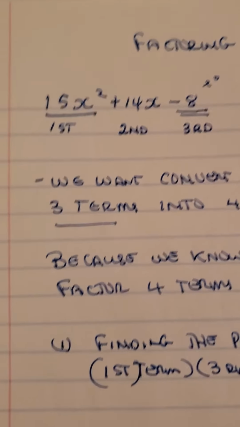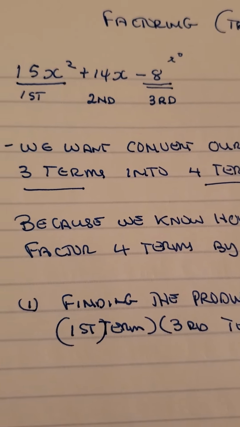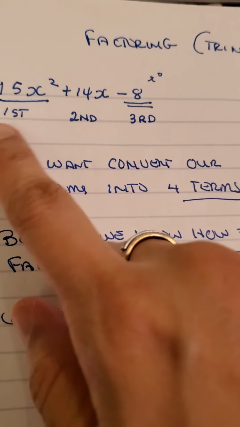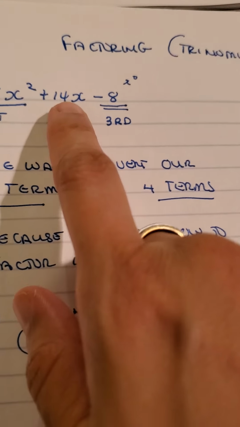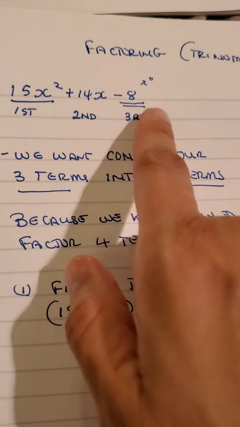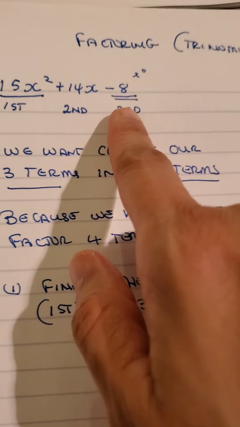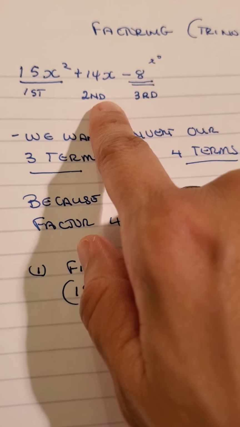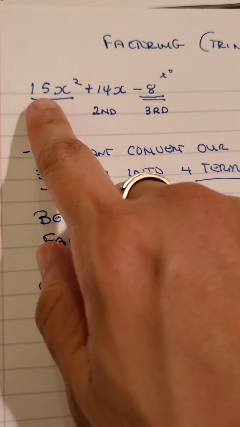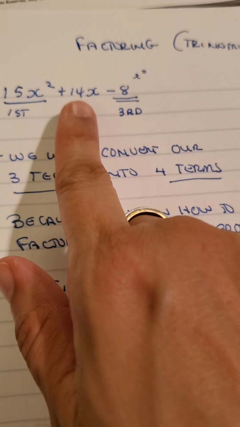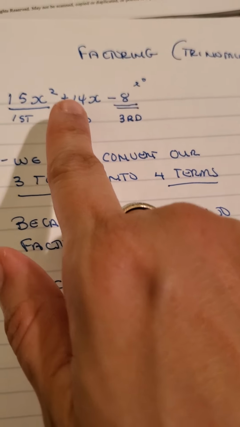Now, the whole goal of finding the product of the first and the third term, oh boy, excuse me, is that we want to find two factors of this product that will equal the middle term when you combine them. So it sounds weird. We're going to multiply these two to find two factors that when we add or subtract them, it equals the middle term. Okay, so let's start there first.